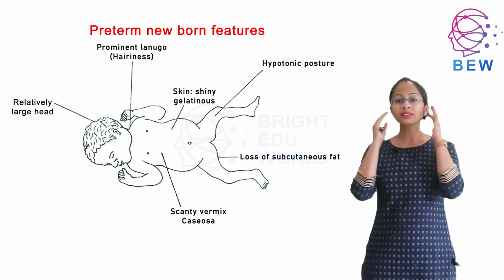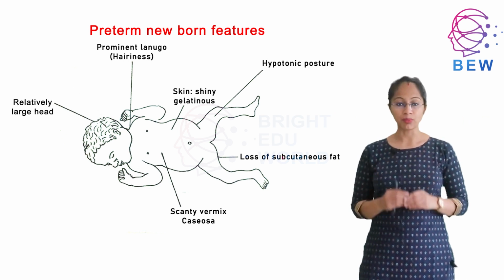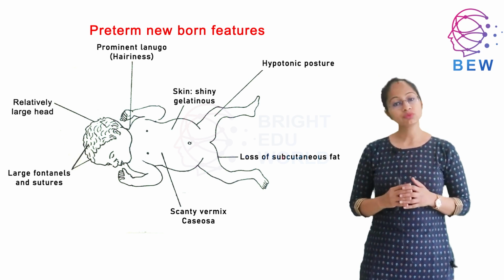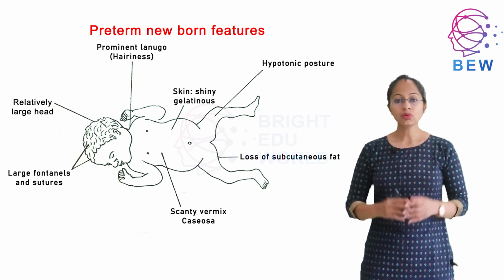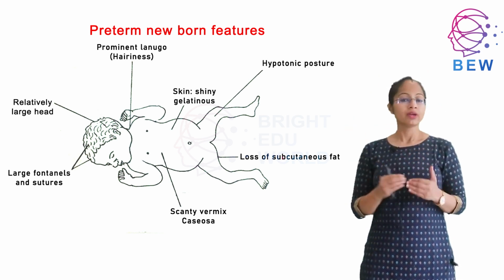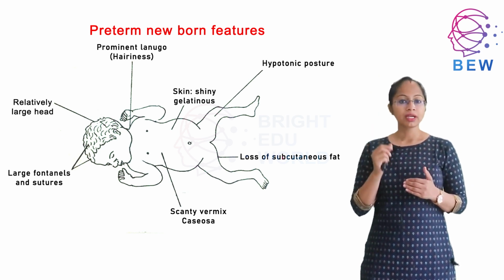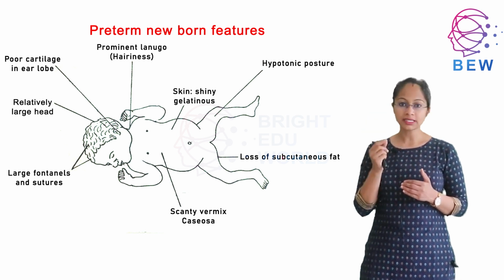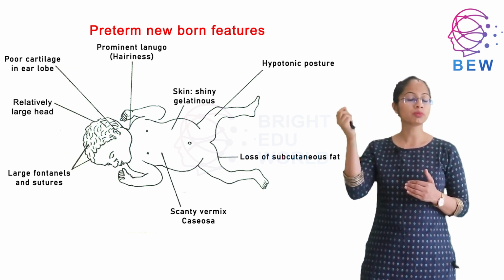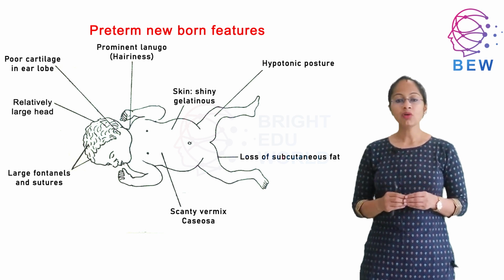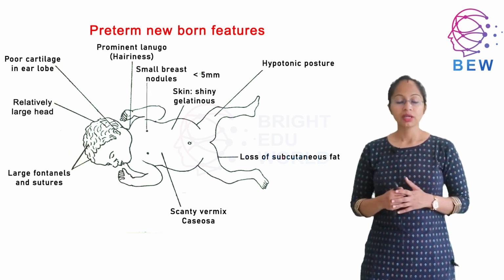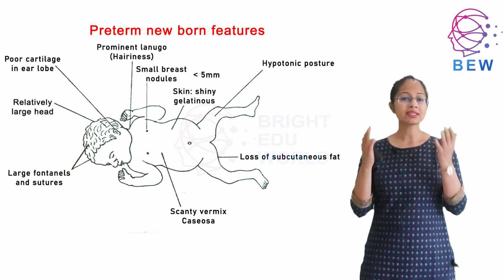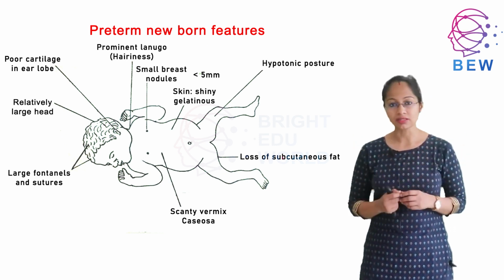Okay, their head is relatively large as compared to the body, and their anterior fontanelle is large and widely open. So this is about the head. When we talk about the ear, their ear cartilage is poorly formed. Okay, so soft pinna is there, ear cartilage is not formed up to the periphery. Now, when we talk about the breast buds, they are small or absent in the case of preterms. These are less than 5 millimeter in size.